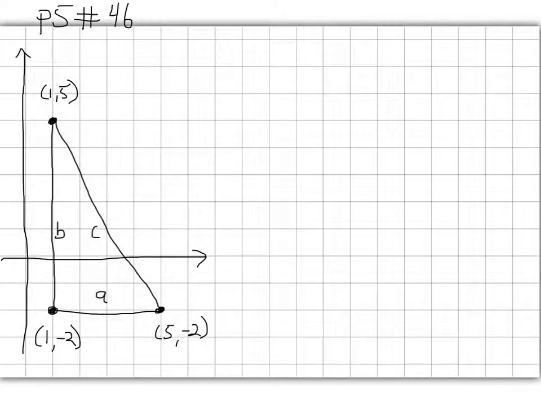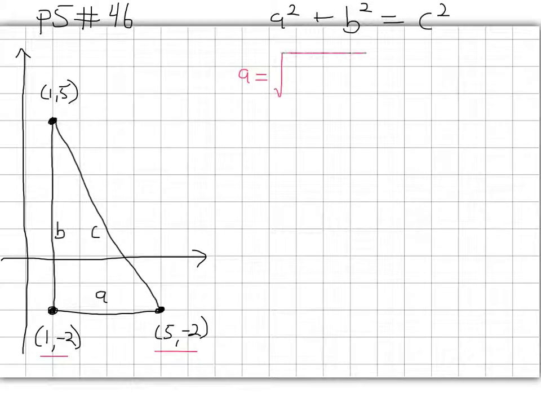In this problem, we're given a triangle with points at (1, 5), (1, -2), and (5, -2). We want to show that this triangle satisfies the conditions of the Pythagorean theorem, which are a squared plus b squared equals c squared. So we need to find the lengths of each of these sides, and we're going to do this very carefully. So the length of A is the distance between (1, -2) and (5, -2).